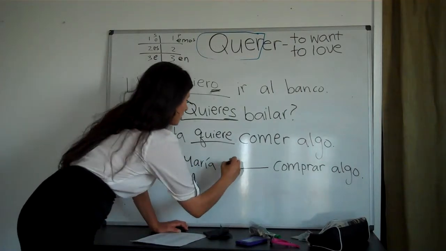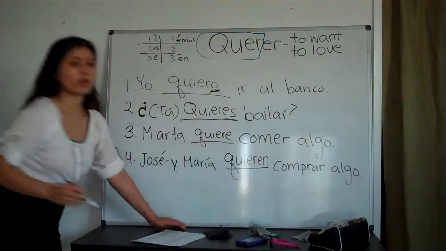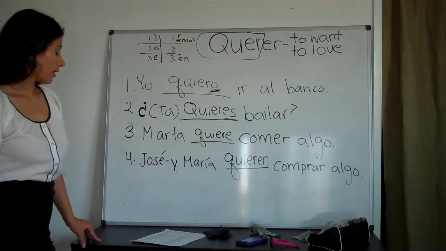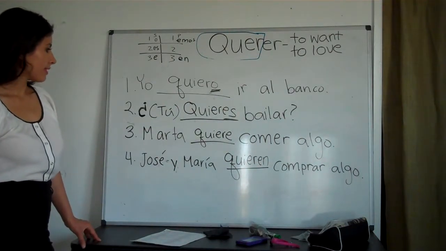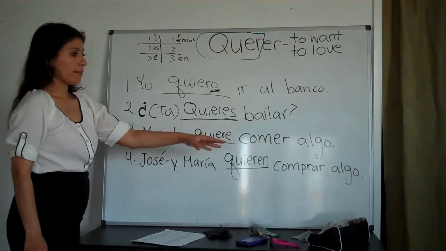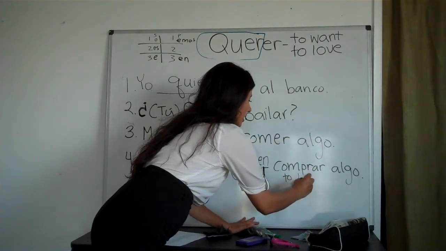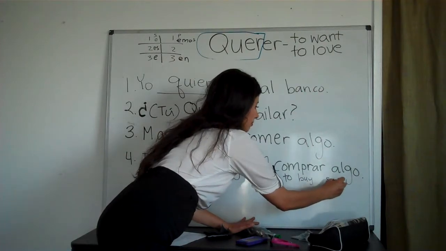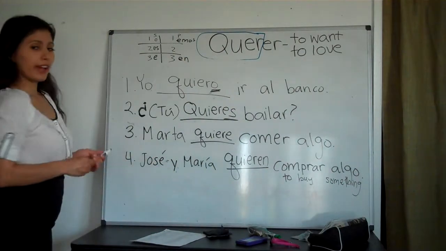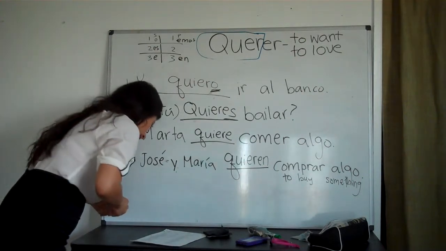Jose y María quieren comprar algo. Jose and Maria want to buy something, right? So there you go with that one. Yeah, so want to buy something. You should make sure that you're learning the vocabulary as well. Comprar is to buy, it's the infinitive, and algo means something. I hope you can see that, but if not, I hope you heard it. So let's do one more down here and then before I erase.